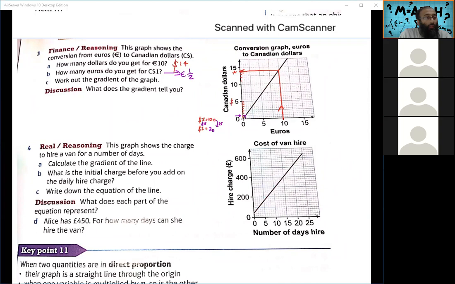Work out the gradient of the graph. Okay, now tell me what you learned from your other lessons about the best way to work out the gradient of the graph. Off you go. Would you give me 2 points on the line where you want me to draw the triangle? You choose for me.